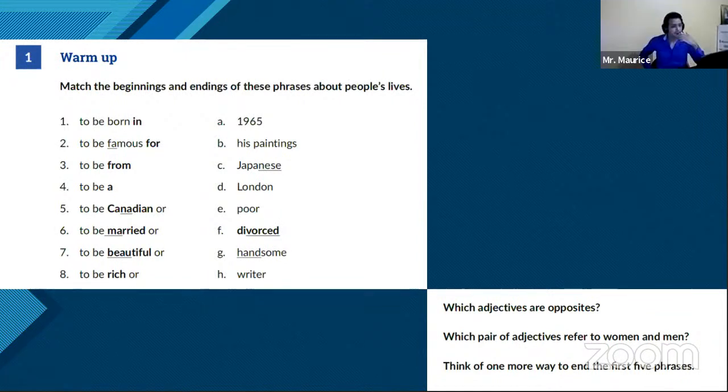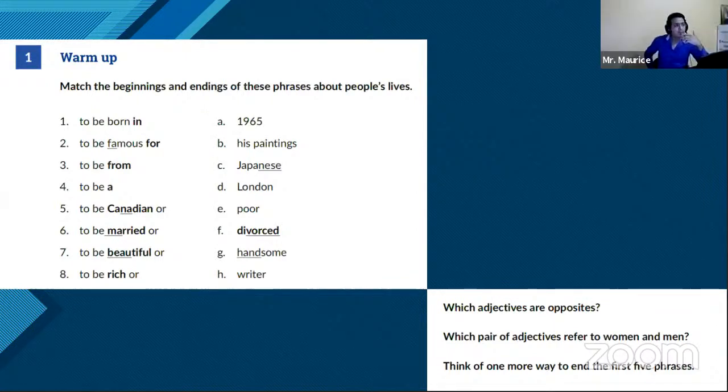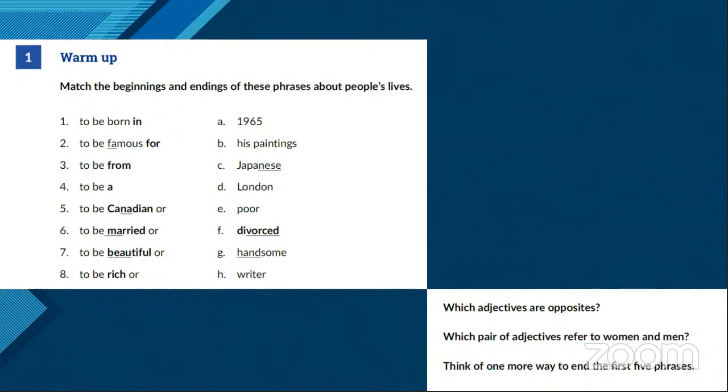Another pair of adjective. Otro par de adjetivos. Esto está bien. Son opuestos, right? So is that divorced and married? Another ones? Beautiful or handsome. No, these words are synonyms. They are not opposites. Beautiful and handsome, they're pretty synonyms.